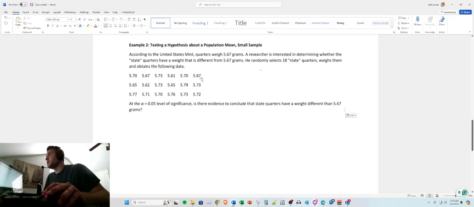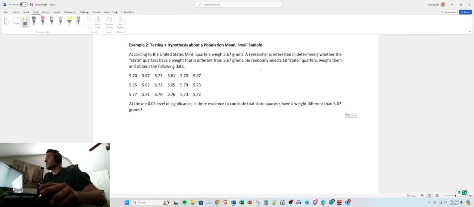Let's do that first. So it says, according to the United States Mint, quarters weigh 5.67 grams. A researcher is interested in determining whether the state quarters have a weight that is different from 5.67 grams. He randomly selects 18 state quarters, weighs them, and obtains the following data. At the alpha 0.05 level of significance, is there evidence to conclude the quarters have a weight different than 5.67 grams? So we can see again that this is just asking for it to be different than that.